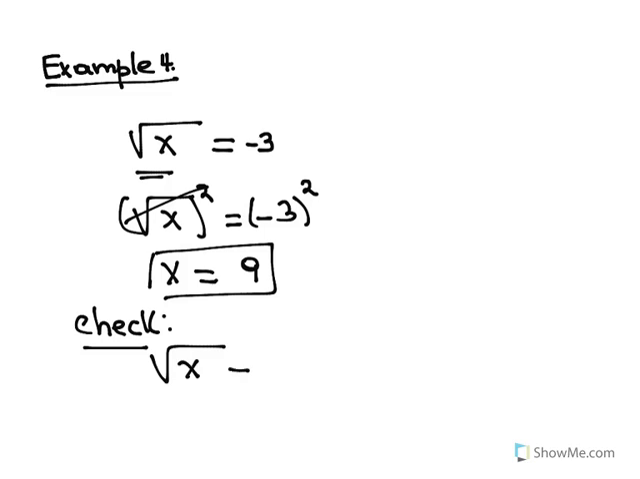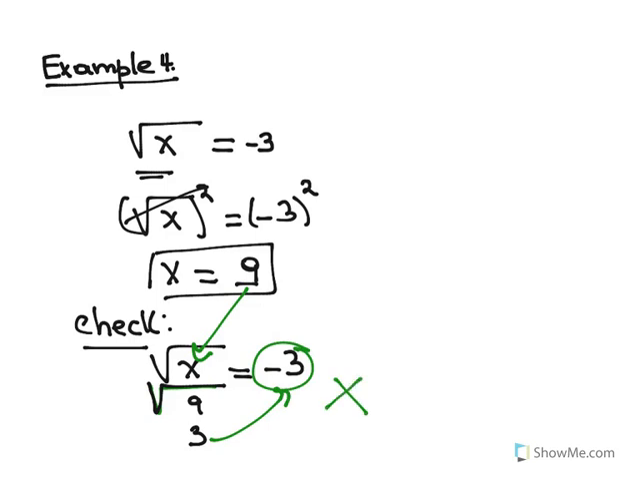The original equation is this, and I'm going to put 9 right here. So I'm going to have the square root of 9, and the square root of 9 is 3. Well, that does not match. It should be negative 3. So what we see is that this x equals 9 is what we call an extraneous solution.